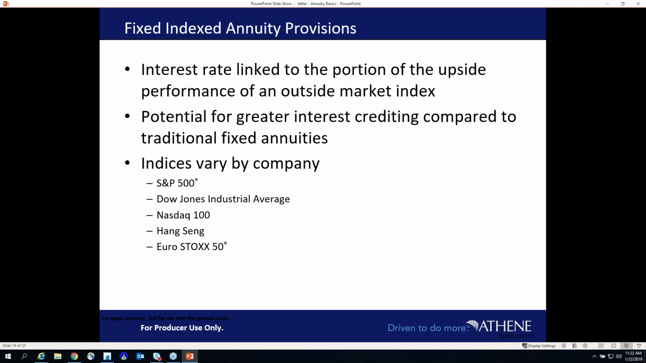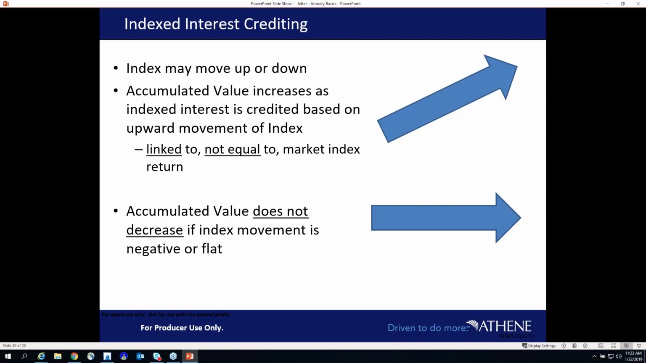So obviously the most widely used index is going to be the straight S&P 500. The Dow Jones Industrial Average is another big one, NASDAQ 100, Hang Seng, the Euro Stoxx 50. We see a lot of different indices out there. But again, just a way to measure the index to see how much of a change you get from 1 year to the next. So here is kind of how index crediting works in an indexed annuity.